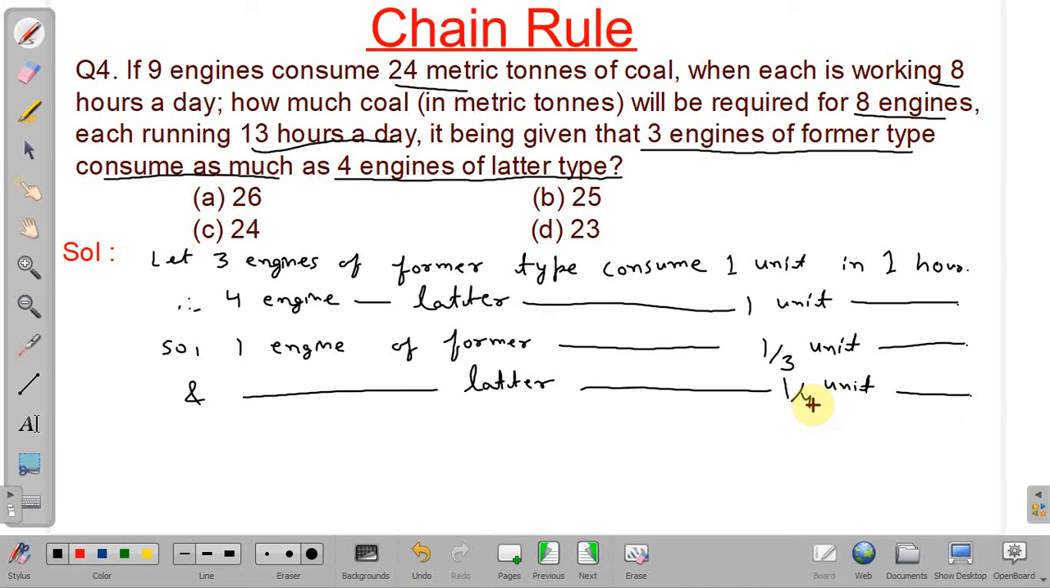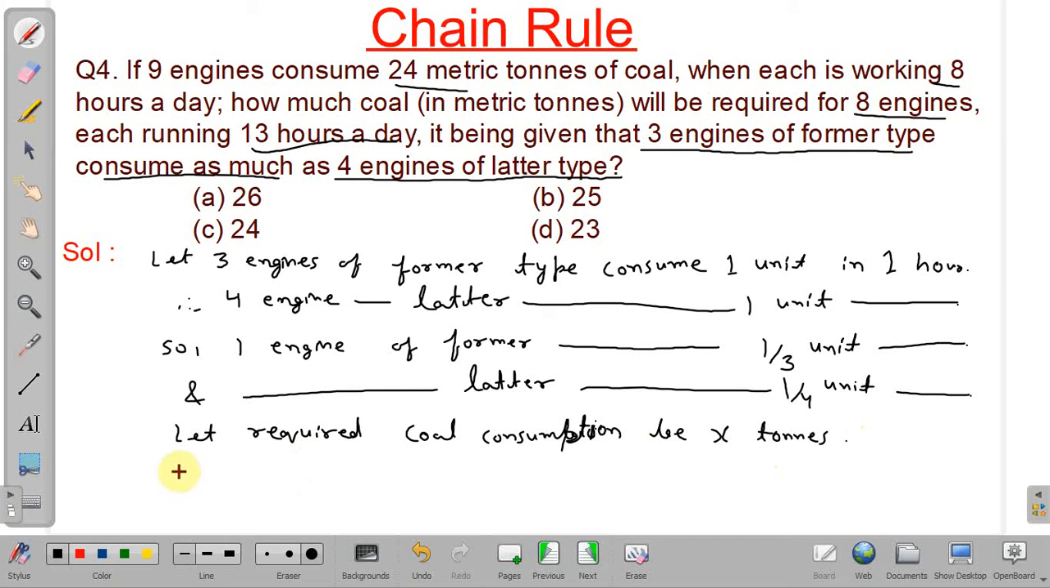So we have to find the total coal consumption in second case. Let required coal consumption be x tons per hour. Tons, x tons, okay, or x metric tons. Now we have to see the relation with respect to engines, number of working hours, and rate of consumption.